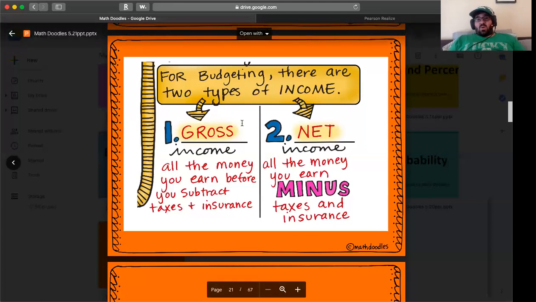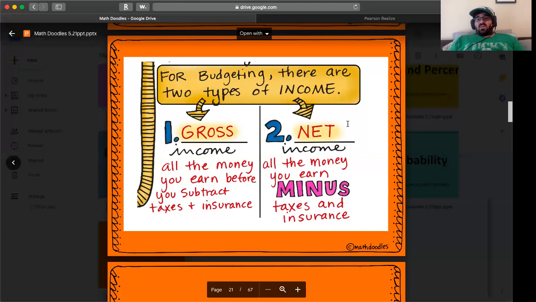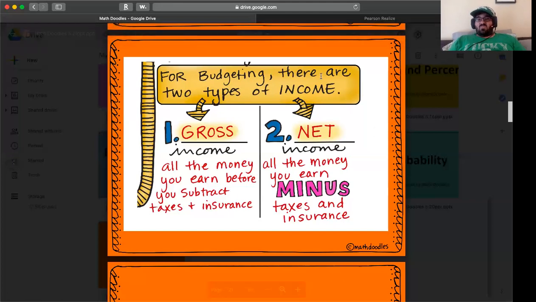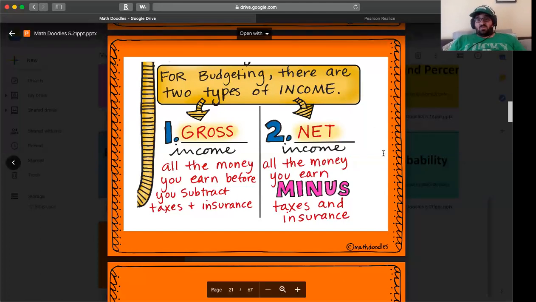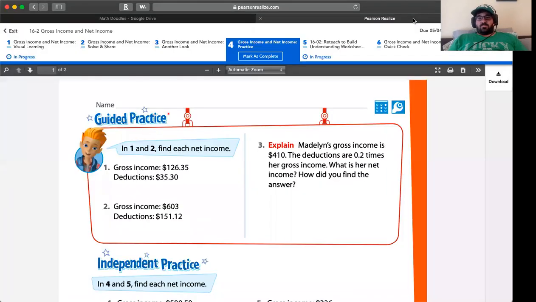So this is why when you get a job or your parents have a job and they say they make a certain amount, they only take home most of what they make, because they have to pay deductions or taxes. So knowing that, let's go to Pearson and let's solve these problems.